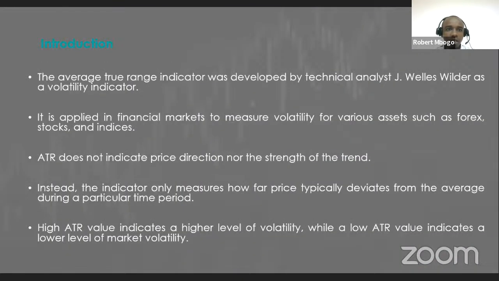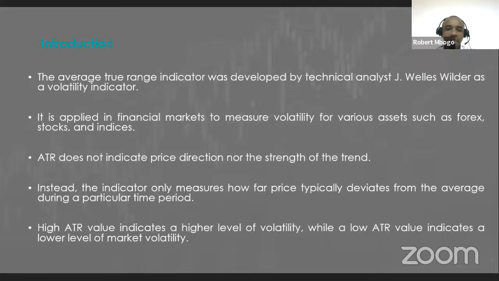So let's go straight to the introduction. The ATR is basically called the average true range indicator. It was developed by technical analyst Welles Wilder as a volatility indicator. It is applied in financial markets to measure volatility for various assets such as forex, stocks, and indices. And all these are products that are available on our platform. Those of us who are traders with FXPesa, remember we have all these asset classes with us. We have commodities. We also have the NSE derivatives. So you can really use the ATR with all these on our platform.